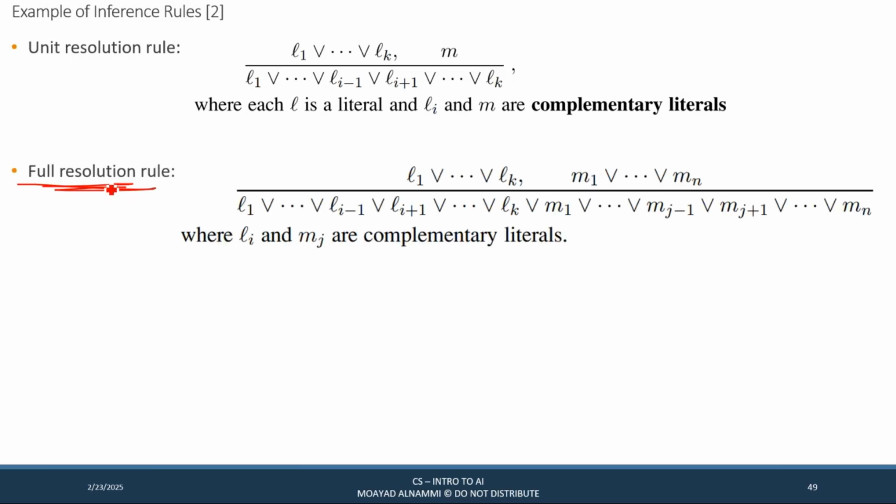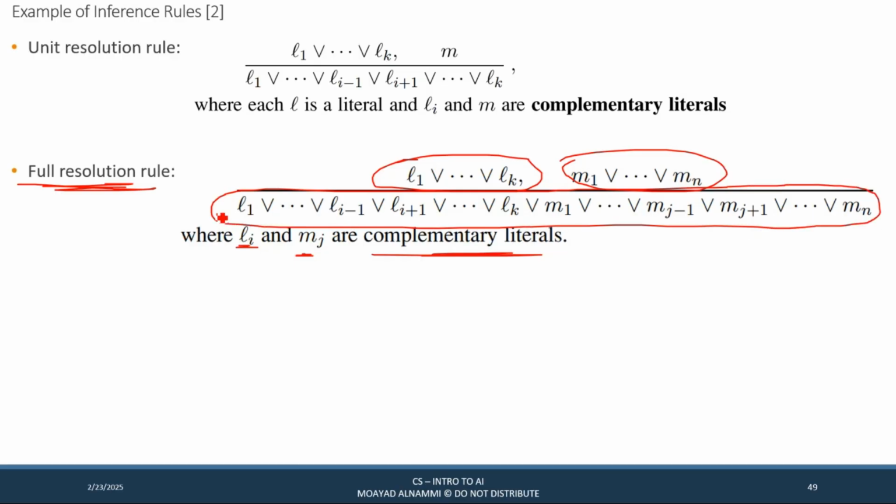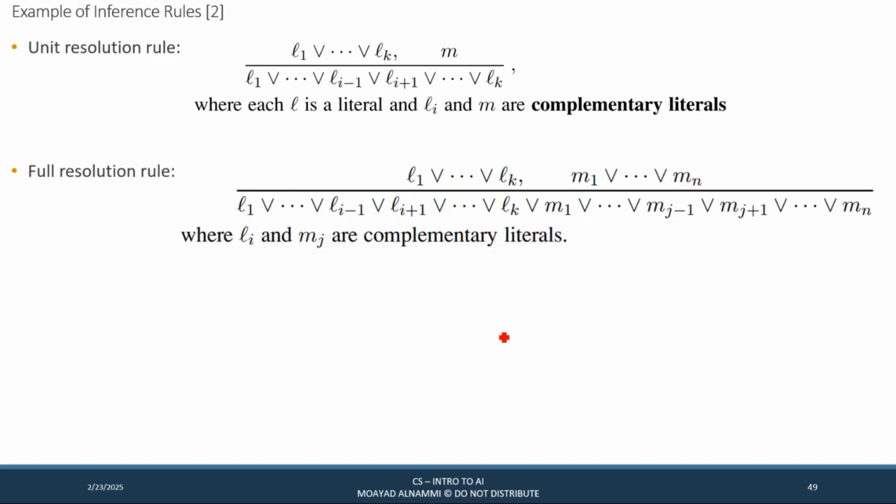There's also the full resolution rule. You can have two disjunctive sentences, right? And if you have Li and Mj as the complementary literals, then you can just union those two sentences. But very important, you need to remove the Li and the Mj, right, from the conclusion disjunctive formula.